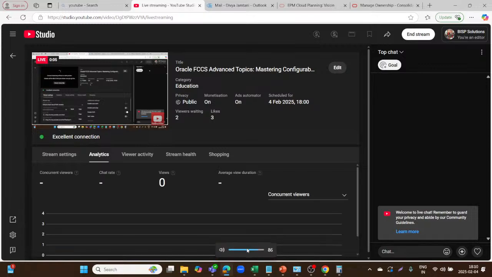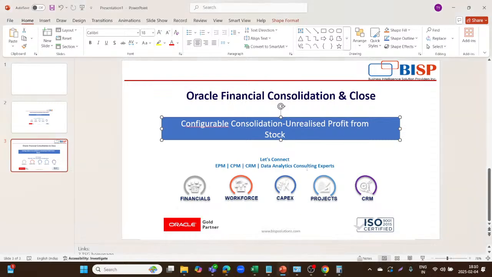So the topic for today in advanced FCCS is the configurable consolidation second rule, that is, eliminating the unrealized profit from stock. So let's begin.